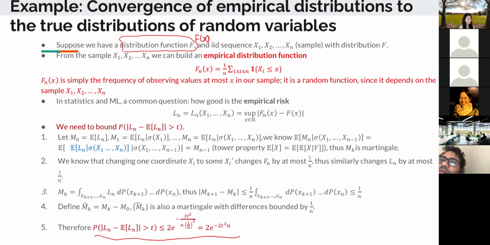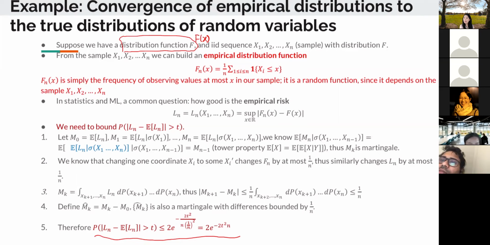So what am I trying to say here? I'm using the martingale inequality as an example to show you how martingales can be used to understand the convergence of empirical distributions to the true distribution of random variables. This is going to be a very important topic in machine learning. We know that the essence of machine learning is trying to estimate the underlying distribution. If we know the underlying distribution, we're good to go. Unsupervised learning is all about density estimation, estimating the underlying distribution.